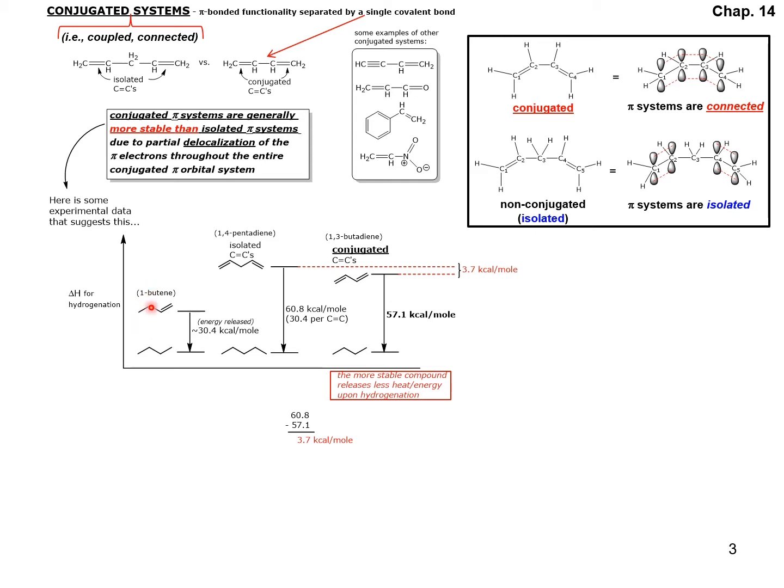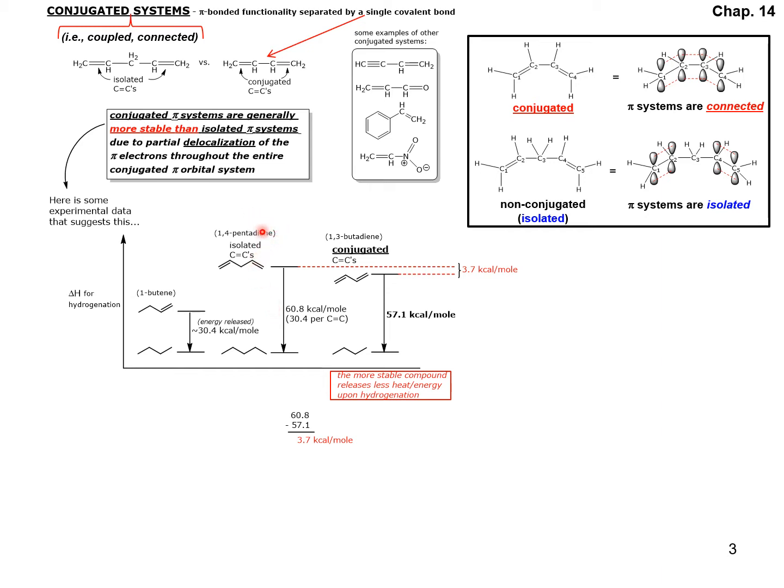Take a look at 1-butene. It can be hydrogenated to butane, and in that process 30.4 kcal per mole of energy is released, and that can be measured experimentally. For 1,4-pentadiene, a system that has two double bonds, you would expect twice the amount of energy released upon catalytic hydrogenation of both of those double bonds, and experiment shows that that's the case, 60.8 kcal per mole.